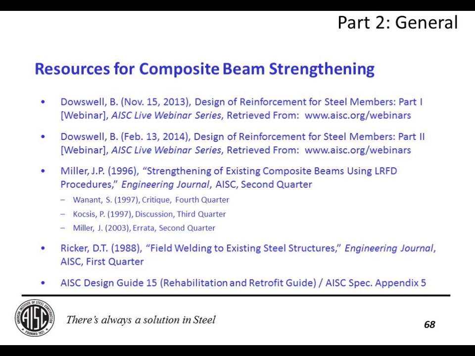Mr. Miller wrote a nice paper in 1996 that gives some examples of strengthening composite beams and some nice tables. David Ricker wrote a great paper on field welding to existing steel structures. And finally, AISC has some design guide and specification information that you might find useful.